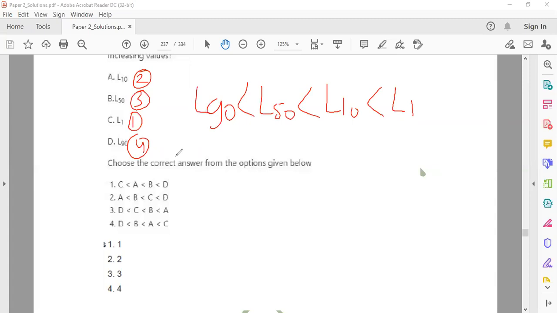And this question has been repeatedly asked 2-3 times. So keep in mind that value wise L1 is more than L10, L50, L90. This is the basic funda here. As per the choices given here, you can see this order only fits one option, where we have C as maximum, which is L1. So the fourth would be the correct answer.